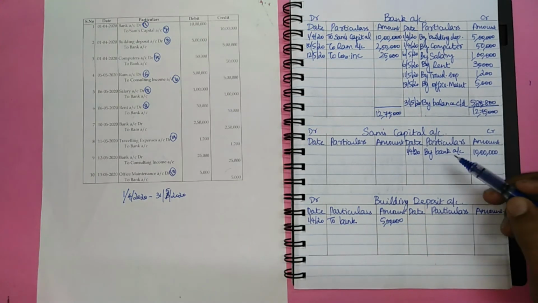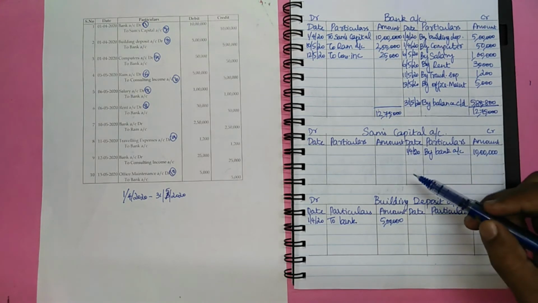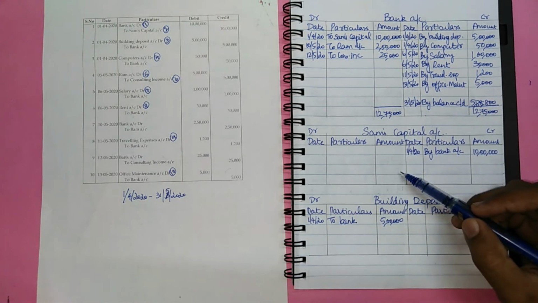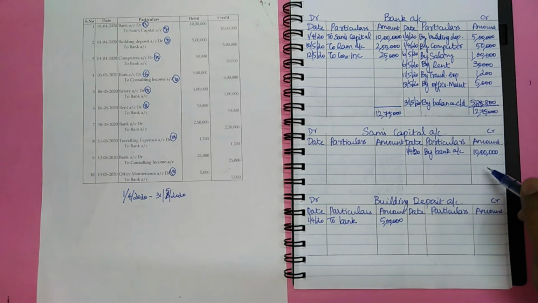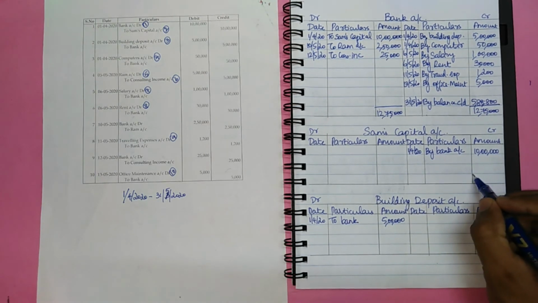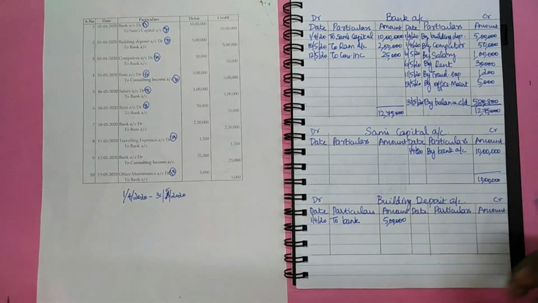Now let us balance Sam's capital account. The first step is to find the total of both the debit side as well as the credit side. Here we find that in the debit side there are no entries. The credit side has the highest amount, 10 lakh. Therefore we need to write 10 lakh on both the sides.